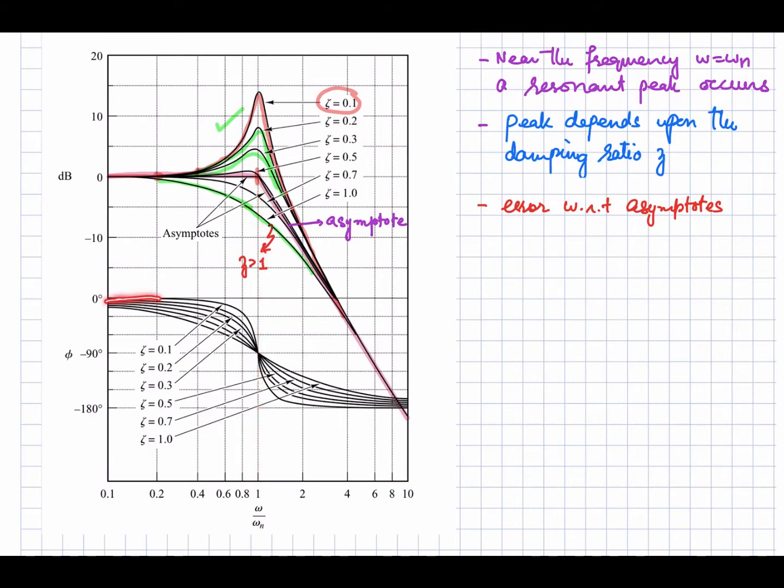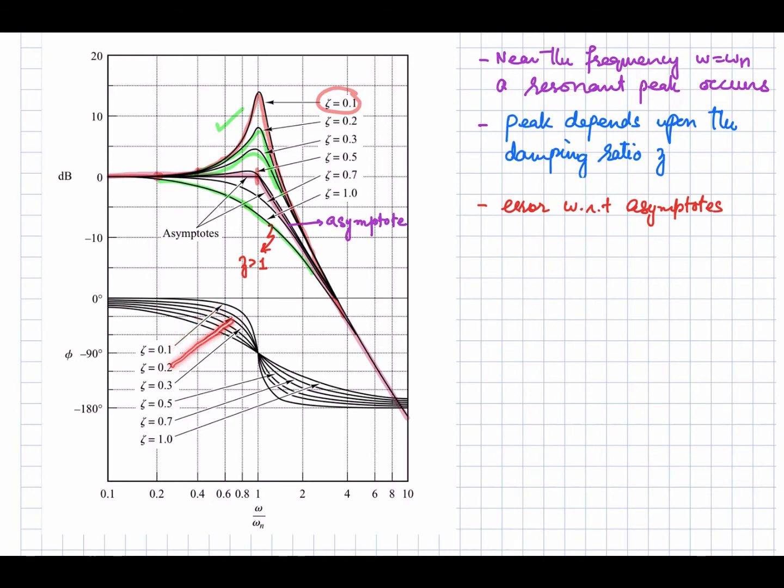So depending upon the value of the zeta, the phase will change from 0 to minus 180 degree. Minus 90 degree because of one pole and the minus 90 degree because of the other pole. So total phase change is of minus 180 degree. So for lower value of the zeta, this is the phase change.